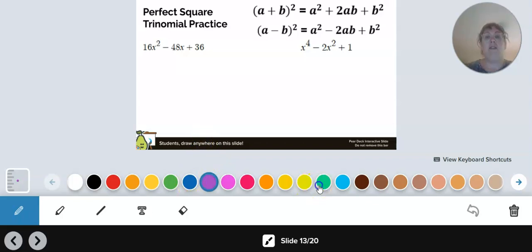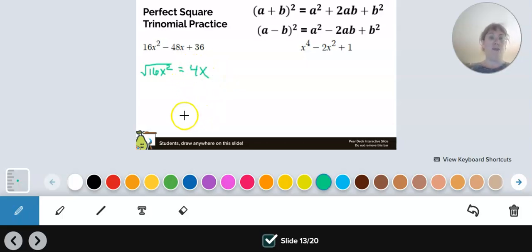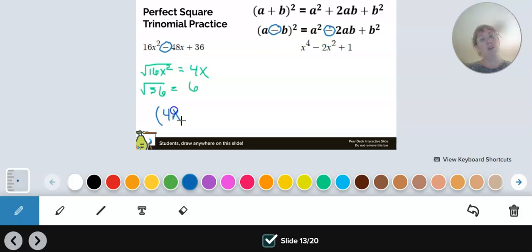16x squared minus 48x plus 36. So the square root of 16x squared is 4x, and the square root of 36 is 6. Now we have a subtraction sign here, so when we factor it, we're going to do (4x minus 6) squared. So that's the factored version of this starting polynomial here.